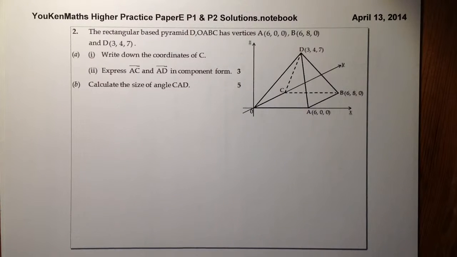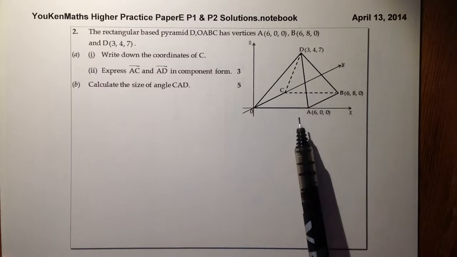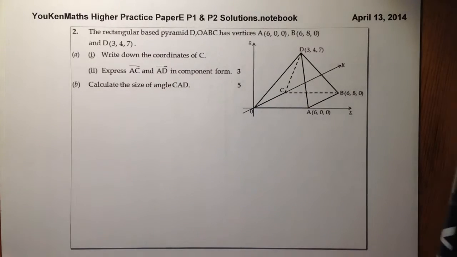This is Higher Maths, it's practice paper E. We're looking at the calculator paper and it's question number 2. The rectangular based pyramid has vertices (6, 0, 0), (6, 8, 0) and (3, 4, 7). Write down the coordinates of C.